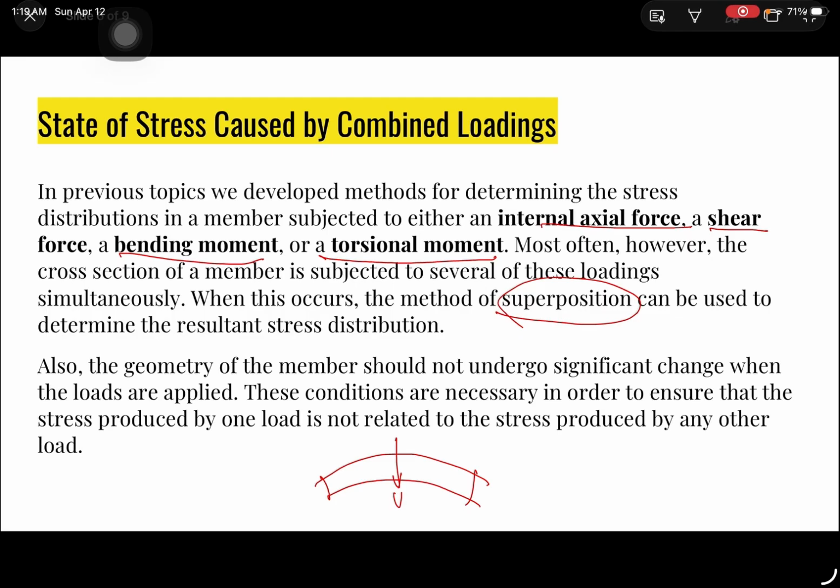However, may important condition tayo dito. Yung geometry of the member should not change significantly when loads are applied. So this means small deformation only and linear behavior or nasa elastic rin siya. So bakit siya important? Because it ensures that the stress from one load is independent of the other. So valid ang superposition method.